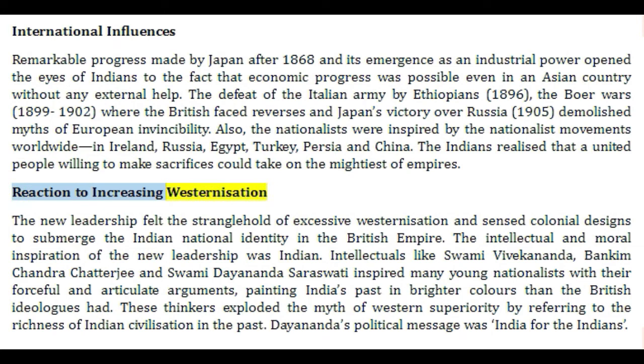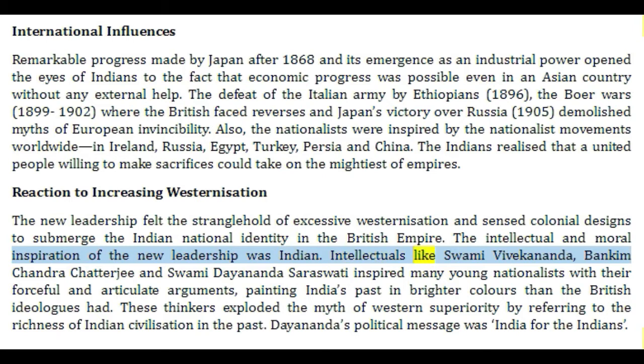Reaction to increasing westernization. The new leadership felt the stranglehold of excessive westernization and sensed colonial designs to submerge the Indian national identity in the British Empire. The intellectual and moral inspiration of the new leadership was Indian.